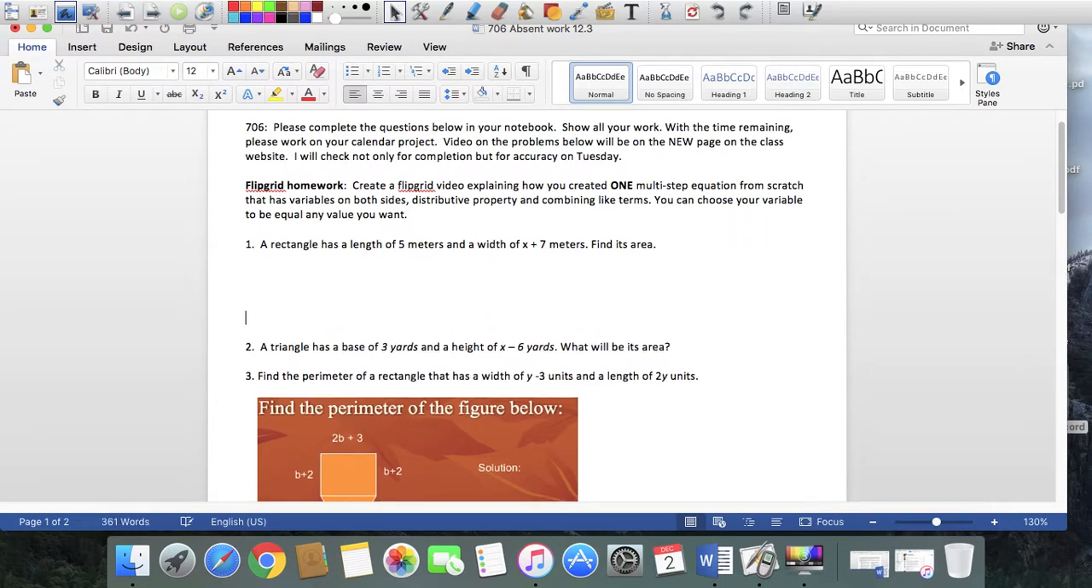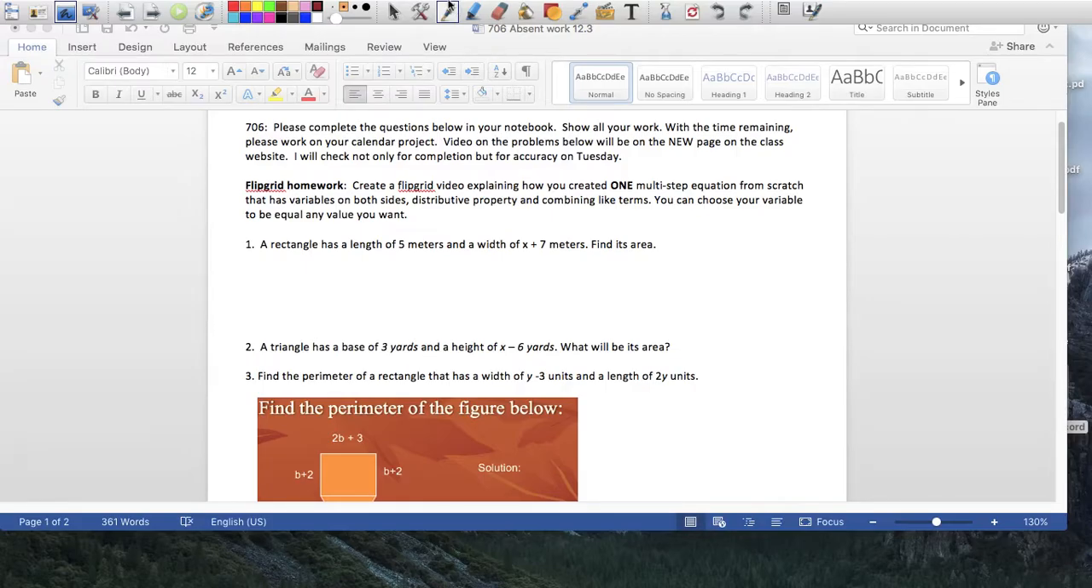So a rectangle has a length of 5 and a width. So again, it's always nice if you can draw up your picture. So here's my rectangle. Here's my length, and my width is x plus 7. In this case, I don't want the perimeter, so I'm not adding up all of the sides. I want to find the area, and the area of a rectangle is length times width, or base times height. So let's just stick to length times width. Multiply this side by this side, and I get the area.